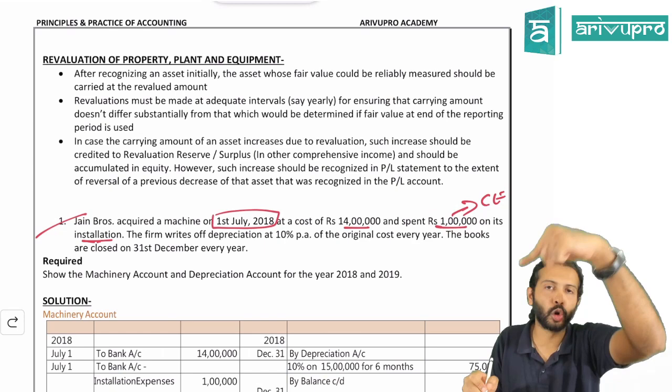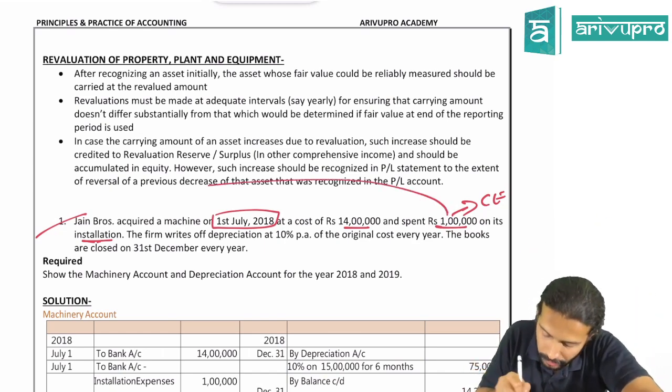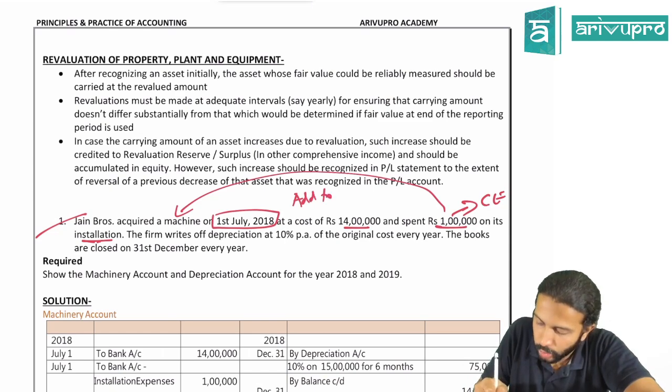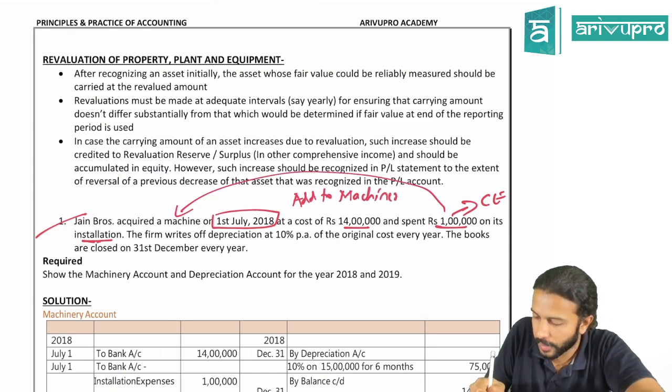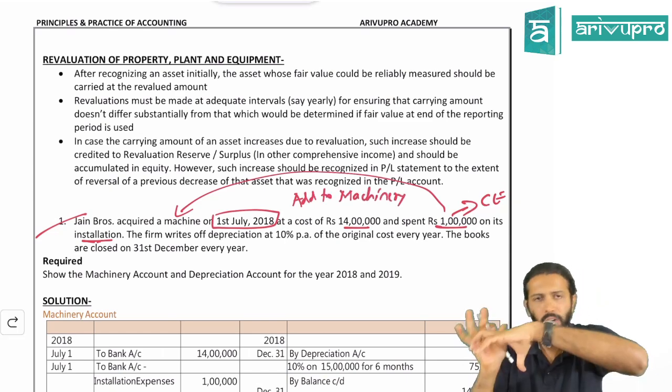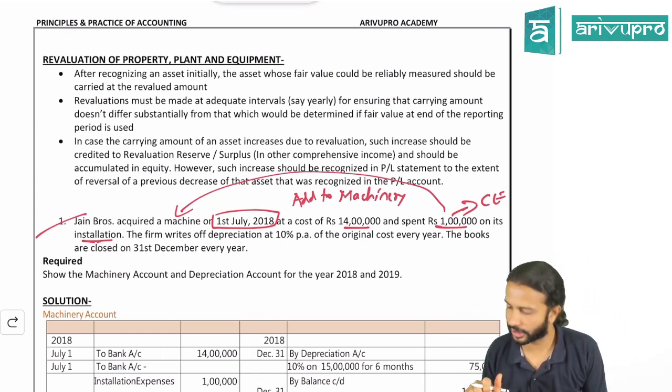This 1 lakh, will it go to P&L? No. This 1 lakh will be added to the cost of the machinery. Yes, add to machinery cost. That's what we mean by capital expenditure. You add it to the cost of the capital asset, so it goes to the balance sheet.